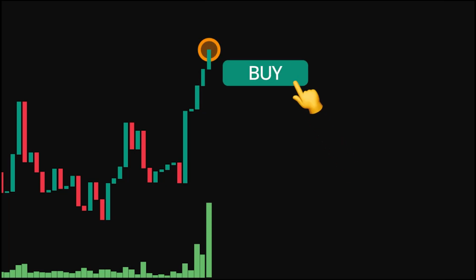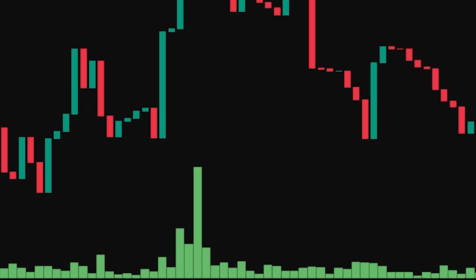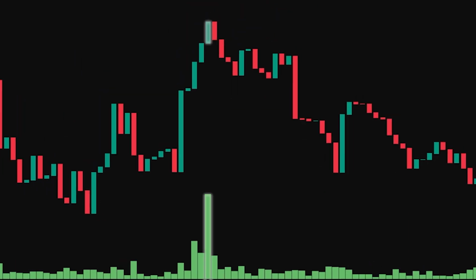Volume spikes on a green candle, and people jump in. Why do so-called chase trades fail? You probably looked at the volume. You saw a big volume on a green candle, so you assumed it was buying volume, right? But that's a complete misconception.